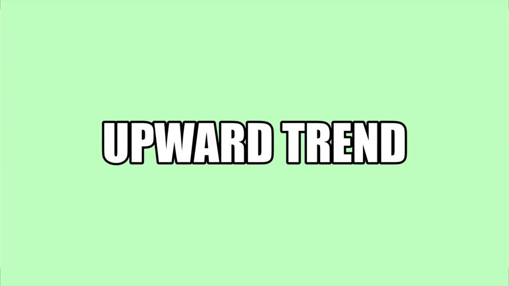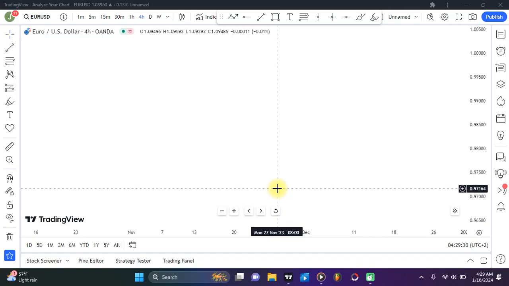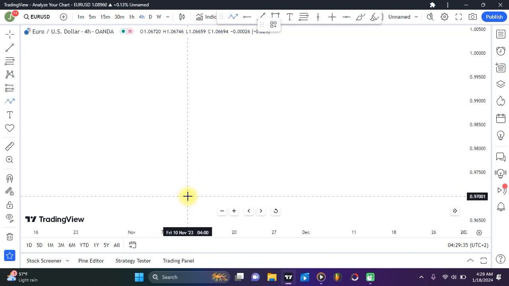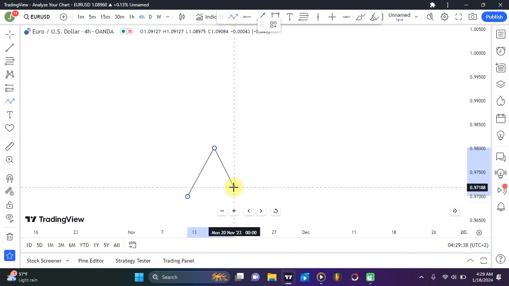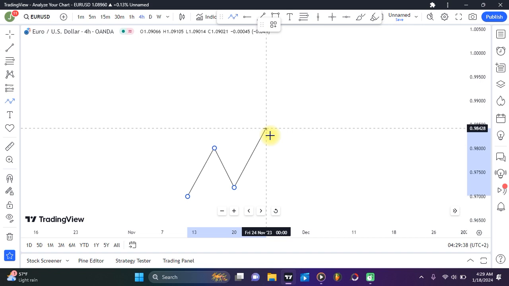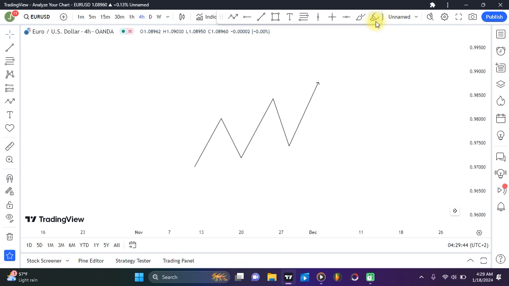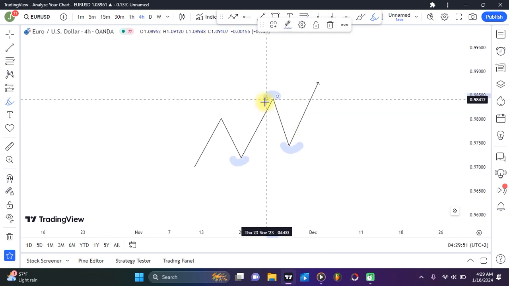Okay, now let's see how a break of structure would look on an upward trend. Again, I'm going to draw a simple upward trend like this. This is an upward trend, and how do we know that it's an upward trend? We are making higher highs and higher lows. This is a higher high, this is a higher high, it's a higher low, it's a higher low. And I'm going to label them.